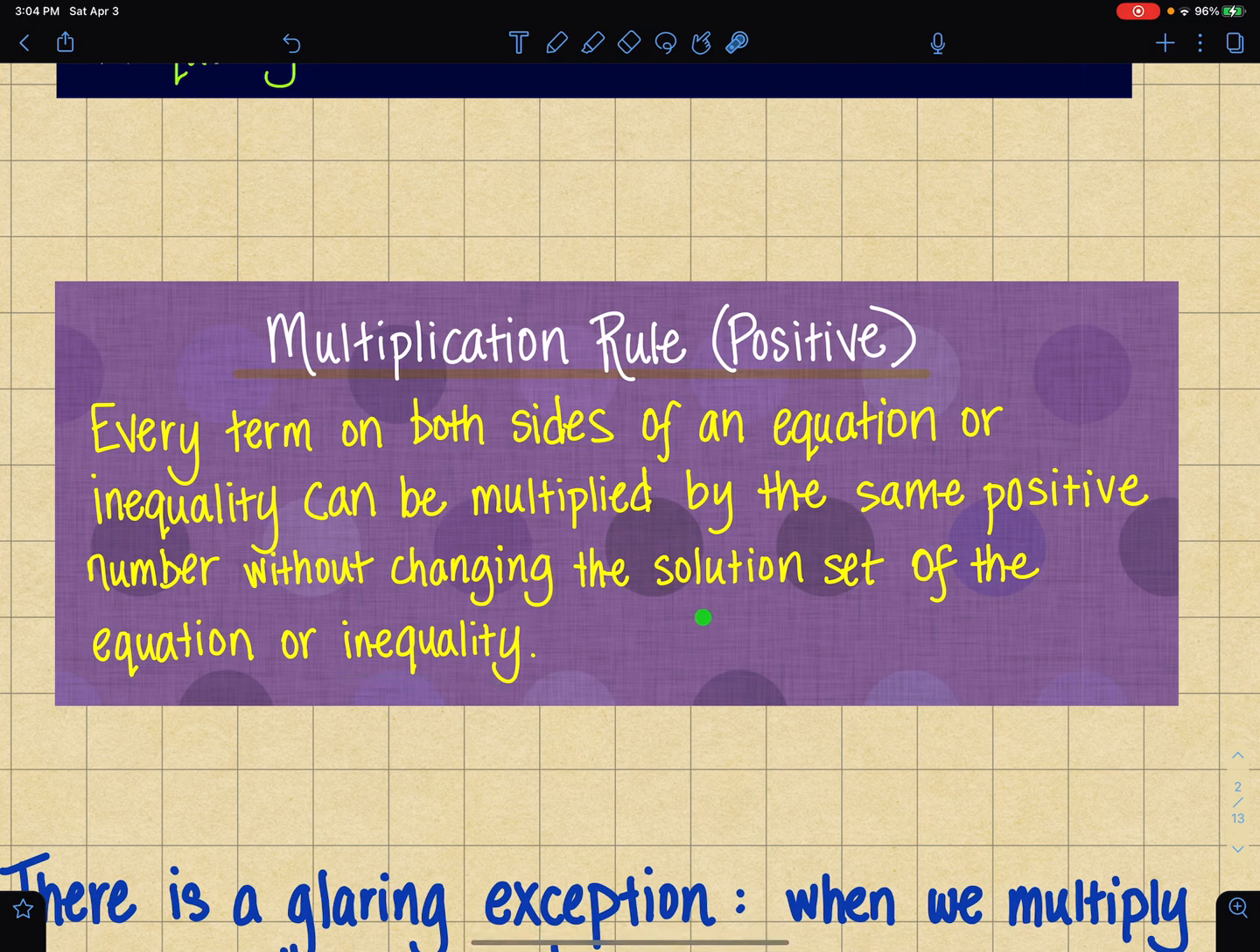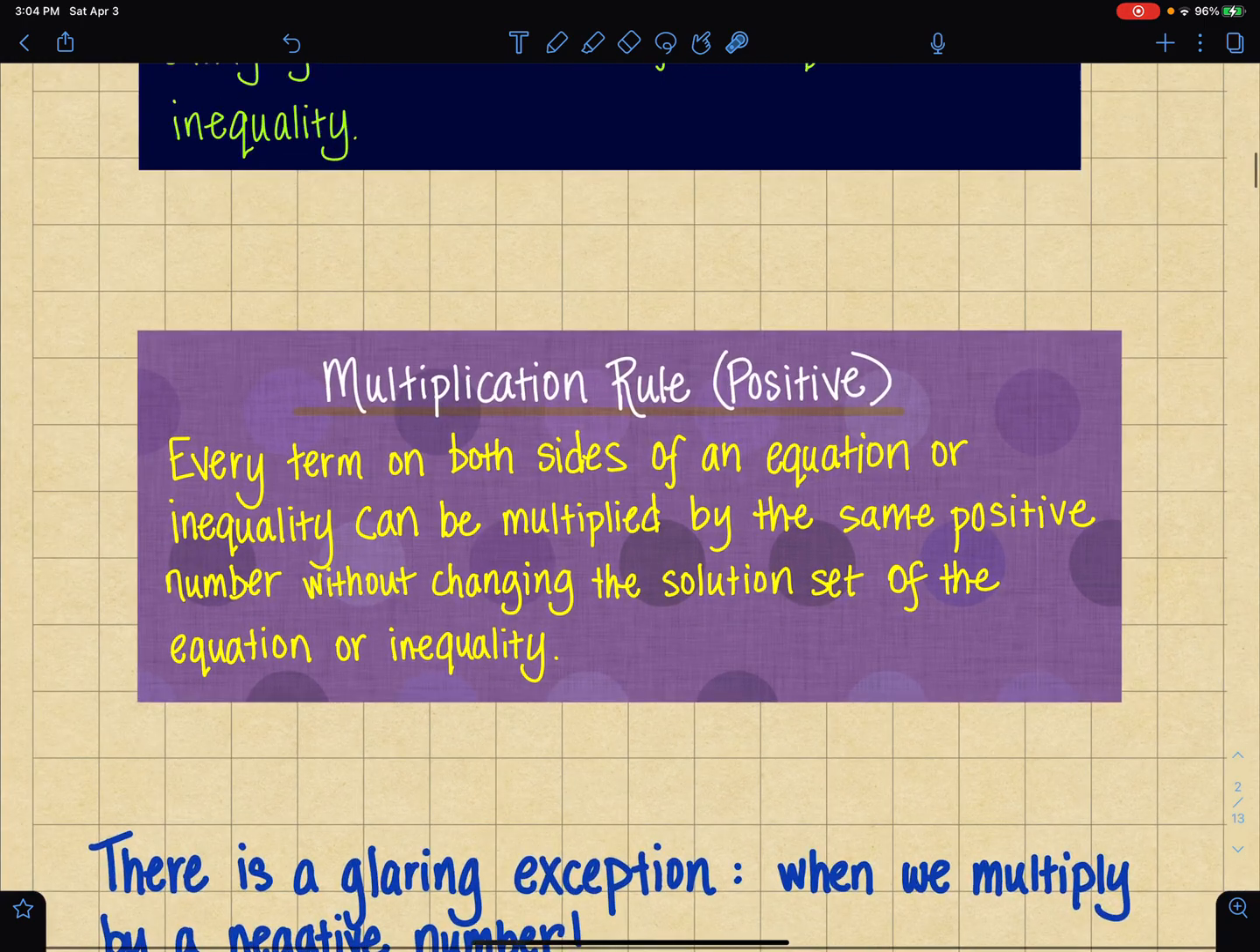Same thing goes for an inequality. If you have x is greater than y, then 2x is still going to be greater than 2y. That makes sense. So when it's positive, you can do the same thing that you can do with an equation to an inequality, and it's not going to change the solution set.